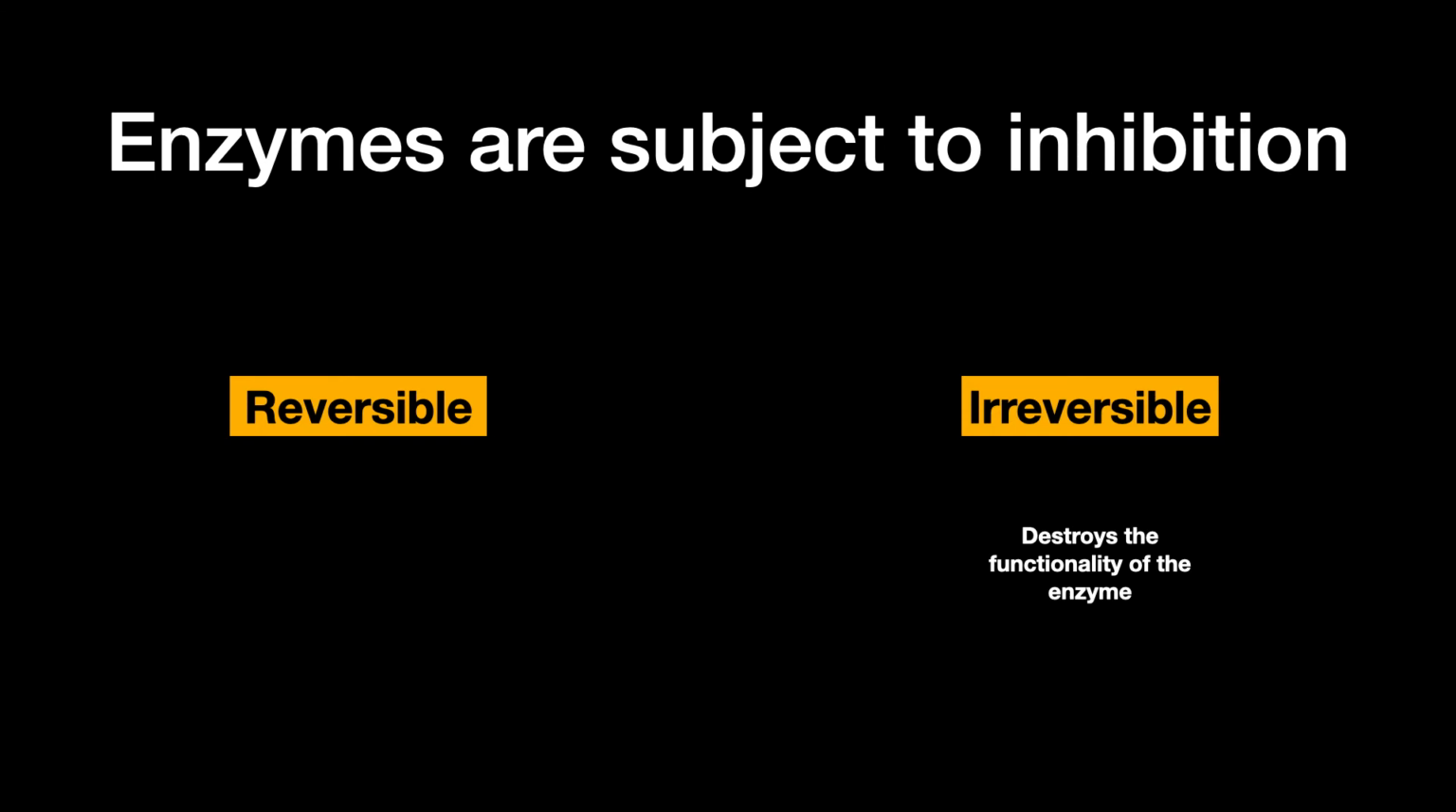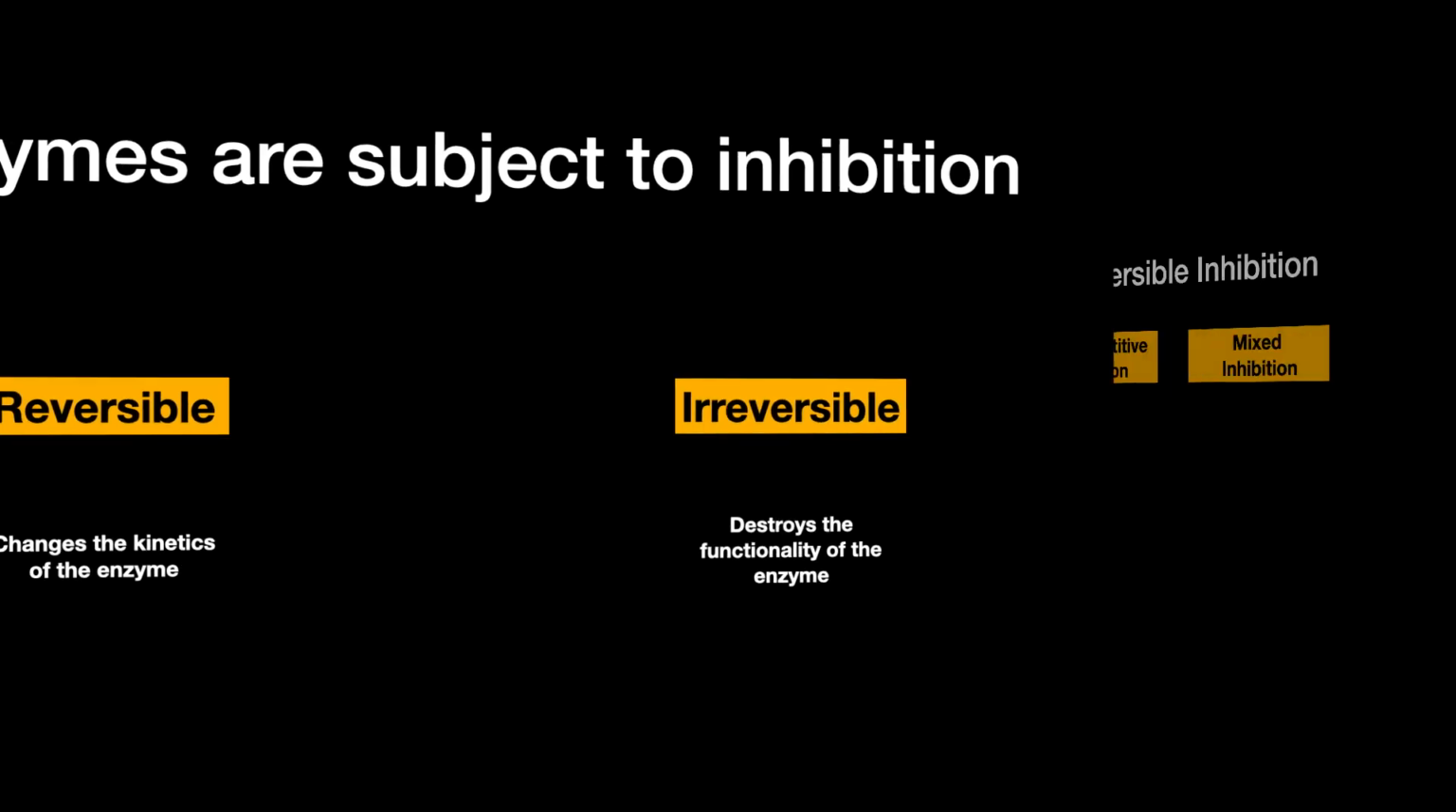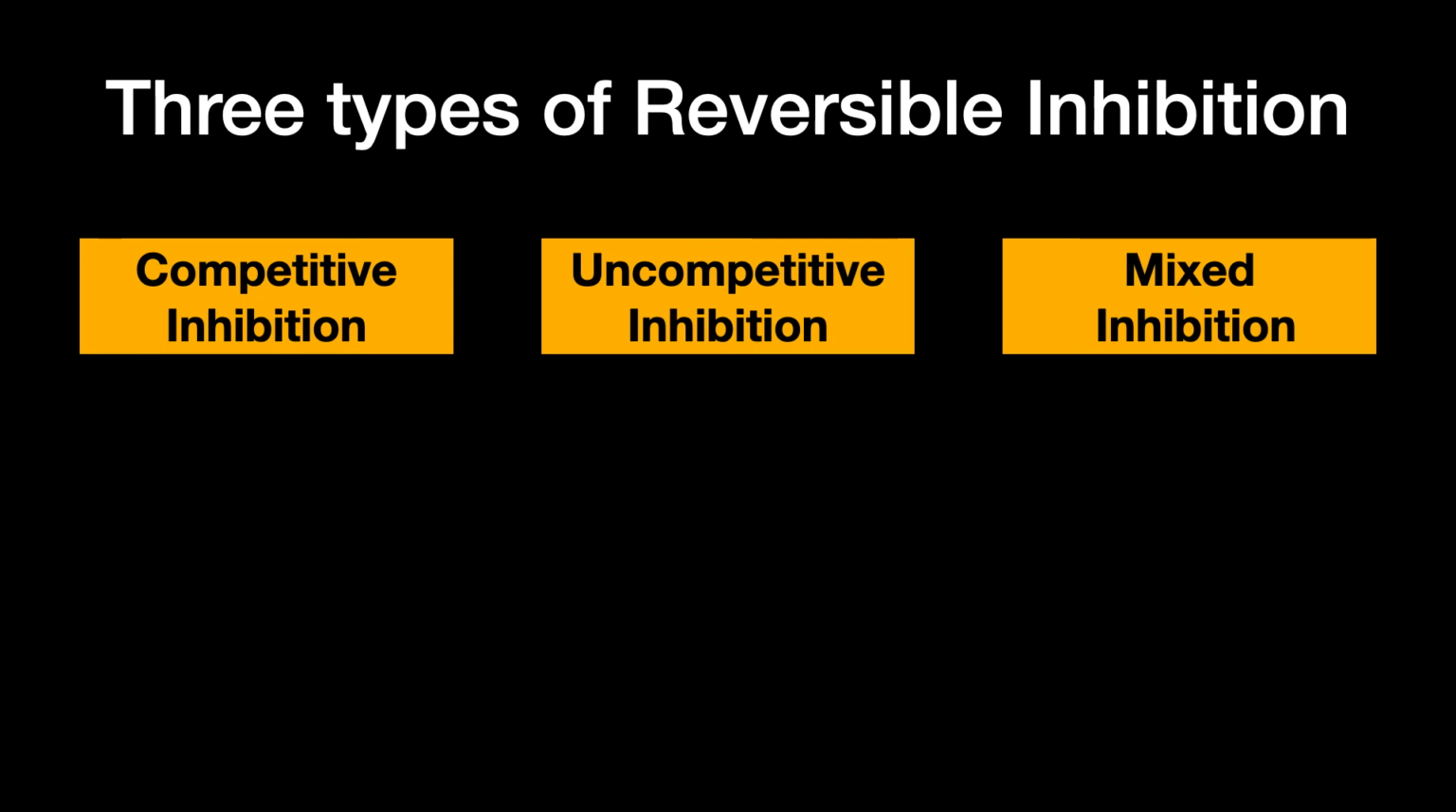While reversible inhibitors bind to the enzyme in a reversible manner, and that is why it affects the kinetics of the enzyme. There are three main types of reversible inhibition: competitive, uncompetitive, and mixed.